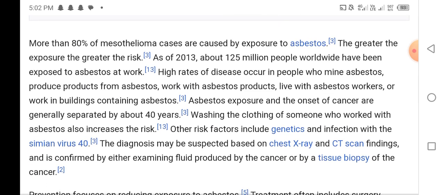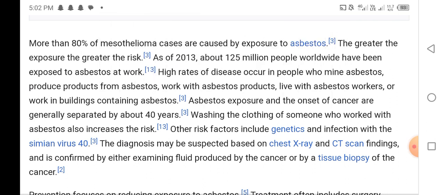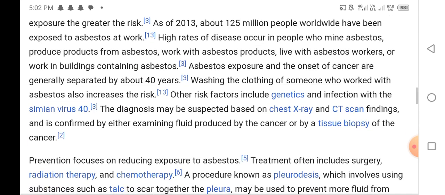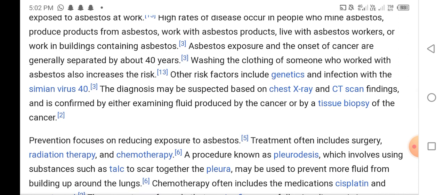32,400. More than 80% of mesothelioma cases are caused by exposure to asbestos. The greater the exposure, the greater the risk. As of 2013, about 125 million people worldwide have been exposed to asbestos at work. High rates of disease occur in people who mine asbestos, produce products from asbestos, work with asbestos products, live with an asbestos worker, or work in a building containing asbestos.